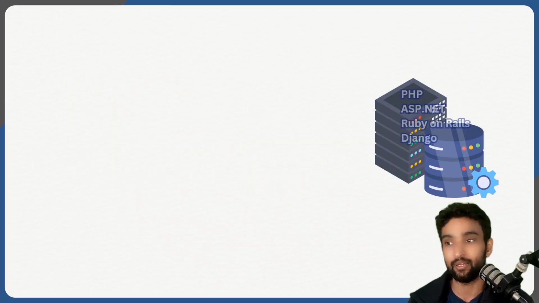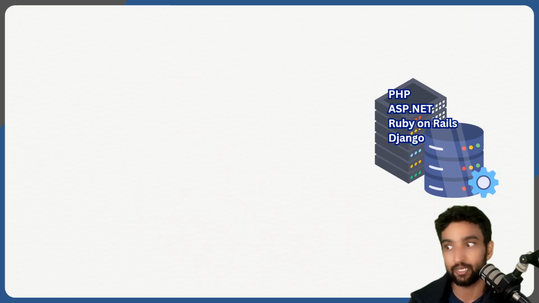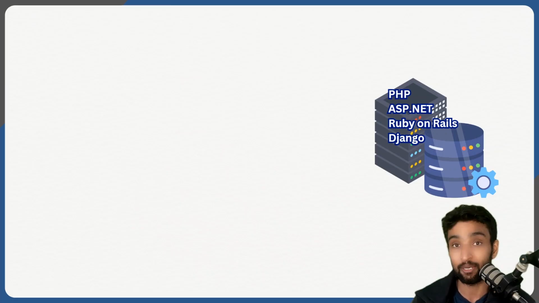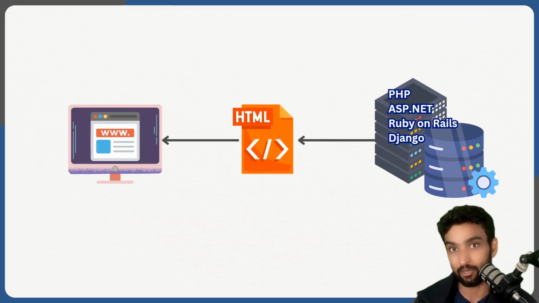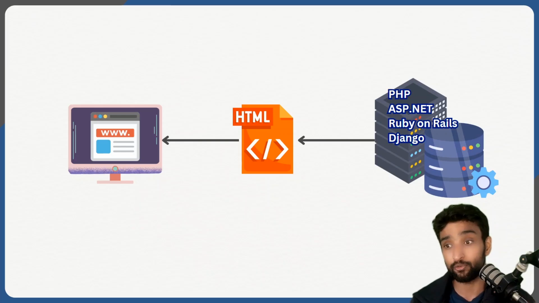Now, back in the days, we used to use technologies like PHP, ASP.NET, Ruby on Rails, or Django to dynamically generate the HTML and send it back to the client or the browser. So this HTML has the data that is wrapped with necessary HTML or presentation logic so that it can be rendered on the browser. But there are a lot of problems with this approach. Can you pause the video and try to make a guess?